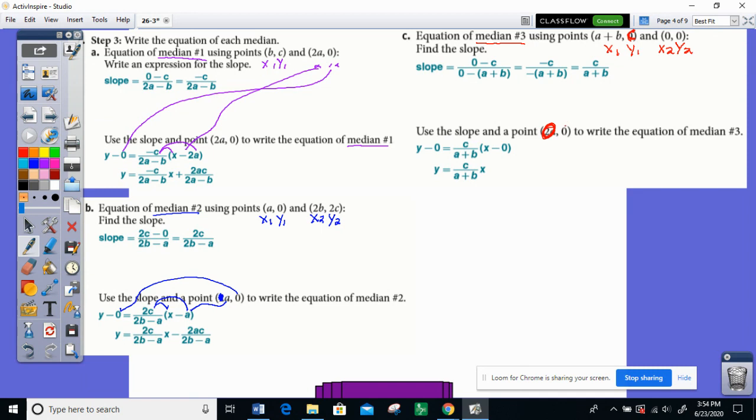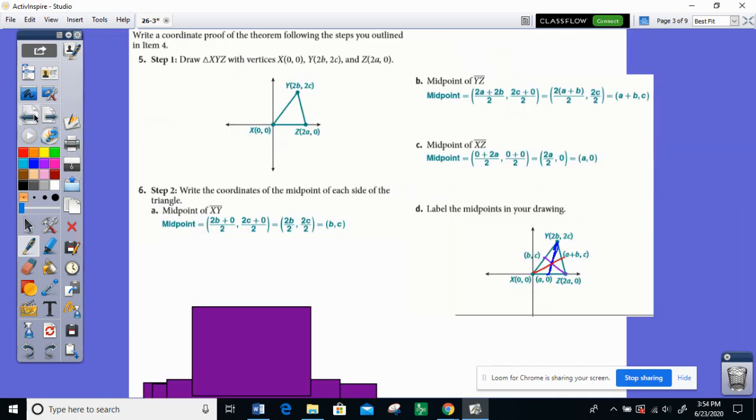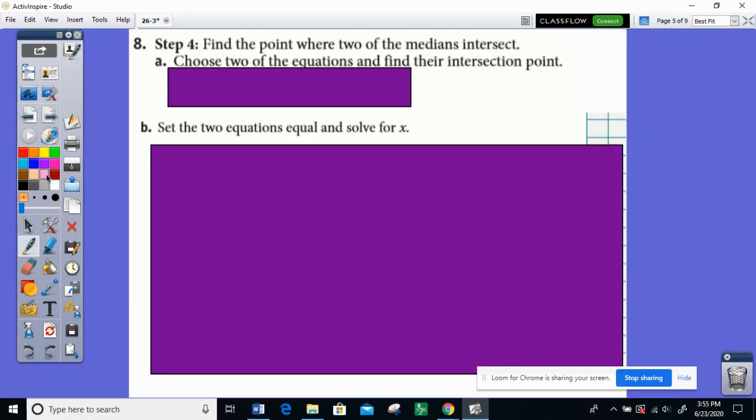So y minus the y value of the point equals the slope times x minus the x value of the point. Since that's just a 0 right there, it's easier once we do the distributive property. So these are our three equations for the median. So our job now is going to be to find a way to prove that all three medians contain this point of intersection. So let's see how we're going to do that. Find the point where two of the medians intersect. Choose two of their equations and find their intersection point.